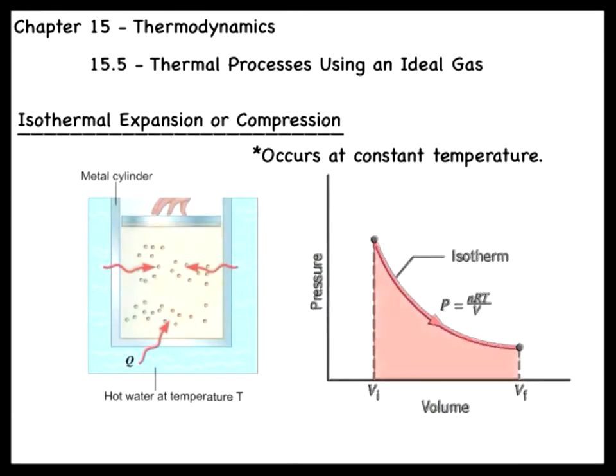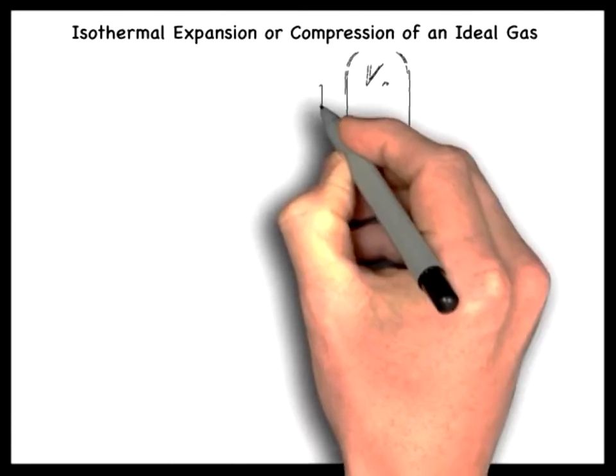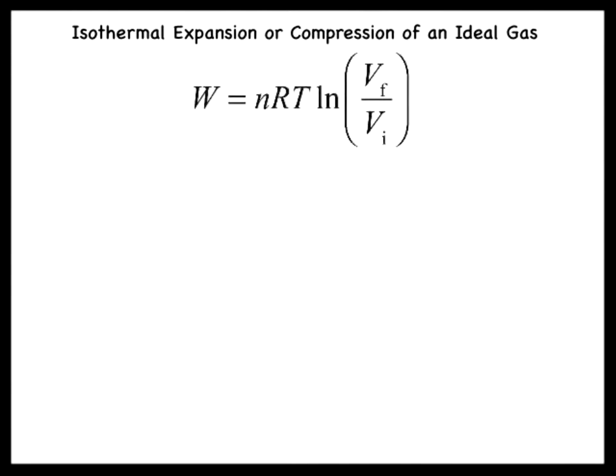Here is the pressure versus volume graph for this process. The solid red line in the graph is known as an isotherm, which means at constant temperature. The work done by the gas is not given by P times delta V, since P is not constant during the expansion. Nevertheless, we can use integral calculus to show that the work done by the gas is still equal to the area under the curve. Here is the result. The work done is equal to the product of n, R, and T times the natural log of the ratio of the final to initial volumes.